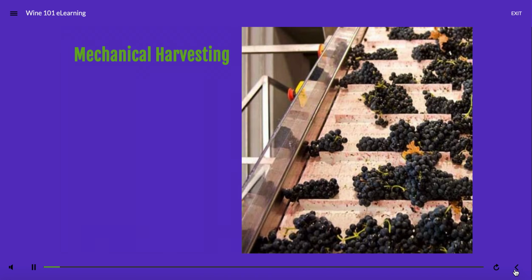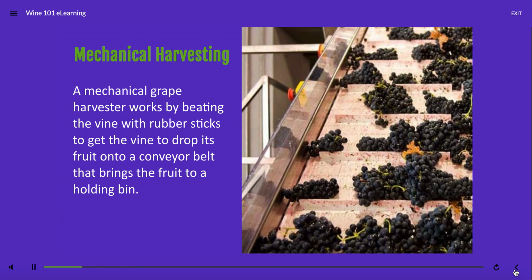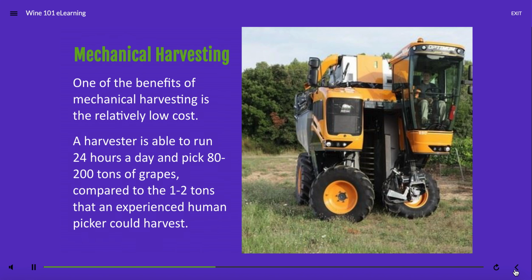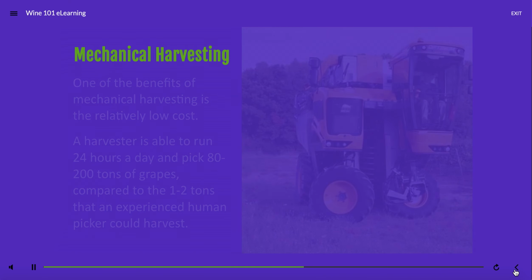Mechanical harvesting. A mechanical grape harvester works by beating the vine with rubber sticks to get the vine to drop its fruit onto a conveyor belt that brings the fruit to a holding bin. One of the benefits of mechanical harvesting is their relatively low cost. A harvester is able to run 24 hours a day and pick 80 to 200 tons of grapes, compared to the 1 to 2 tons that an experienced human picker could harvest.